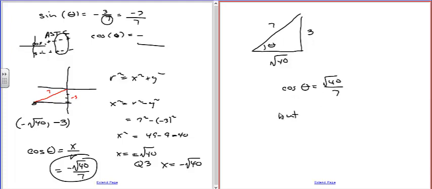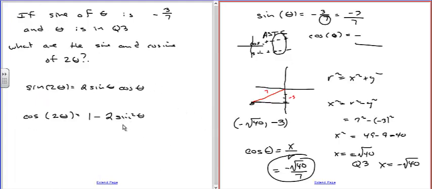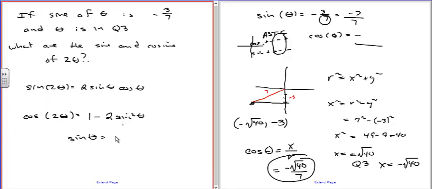But since we're in the third quadrant, the cosine of theta that we're going to use is actually negative the square root of 40 over 7, because we made that decision earlier. So now we've got the values of the two angles. We know that the sine of theta is negative 3/7, and the cosine of theta is equal to negative the square root of 40 over 7.